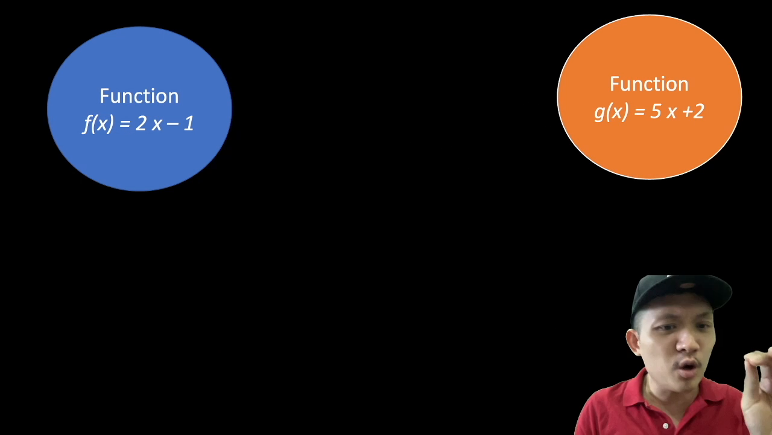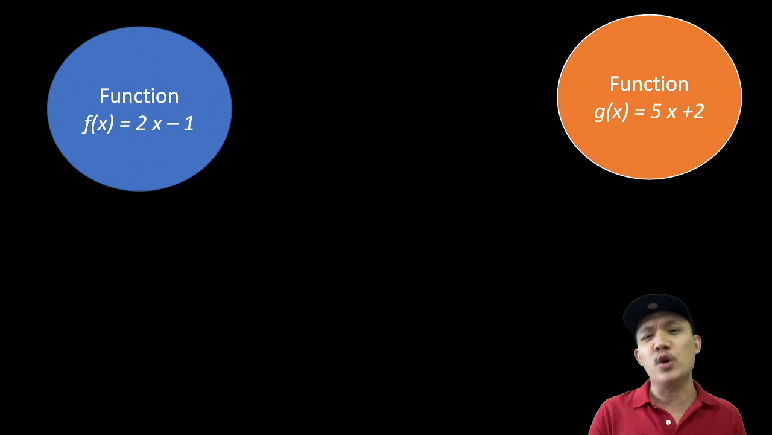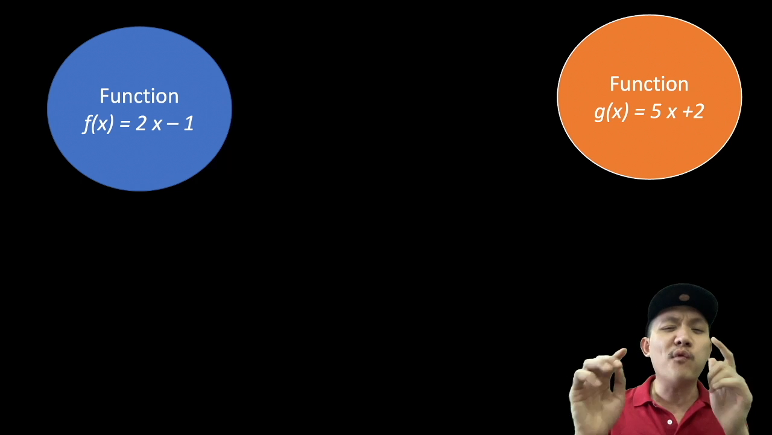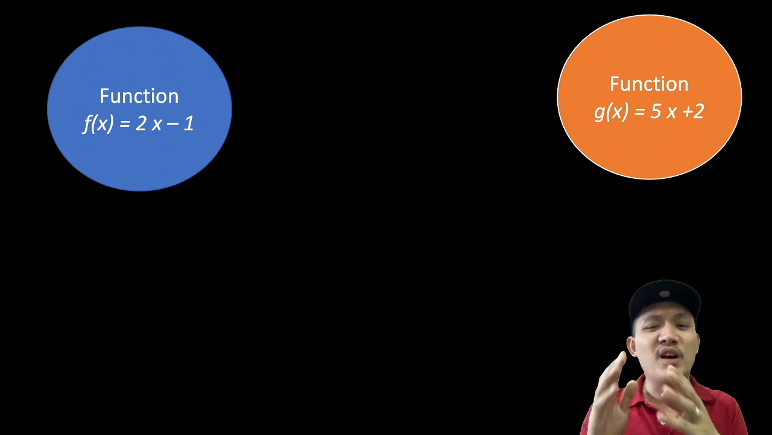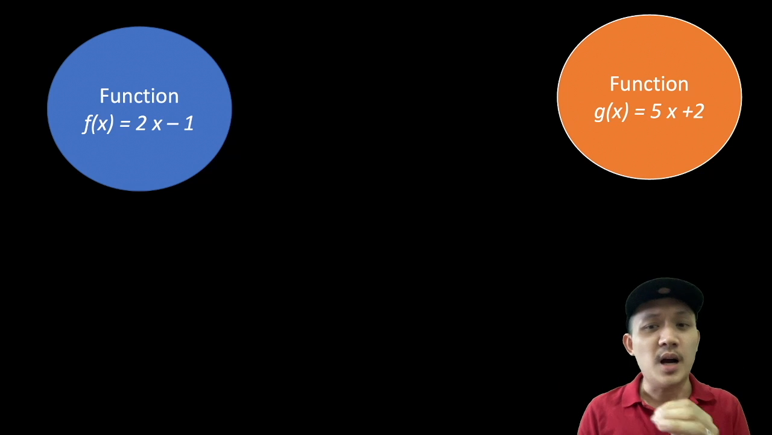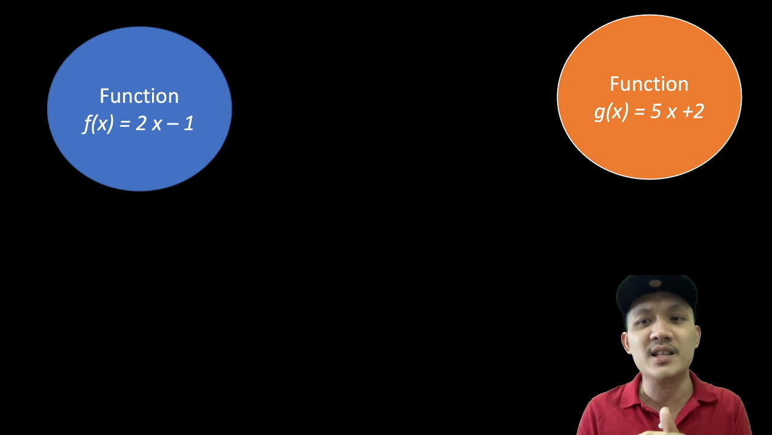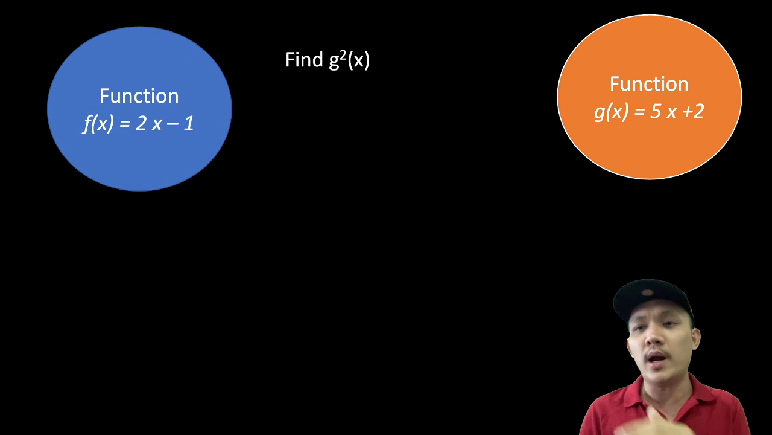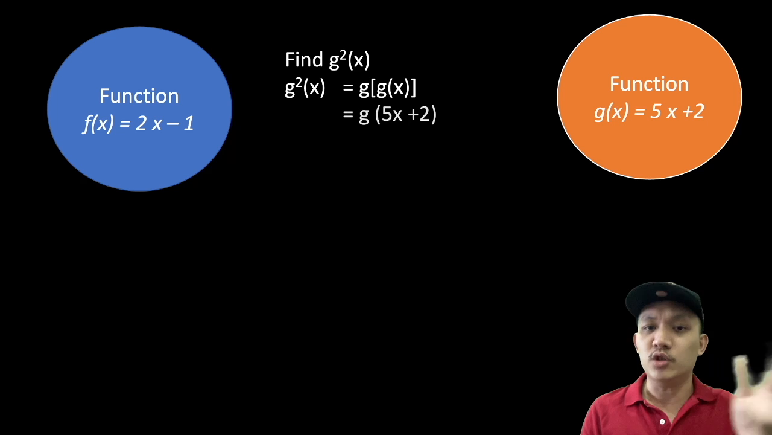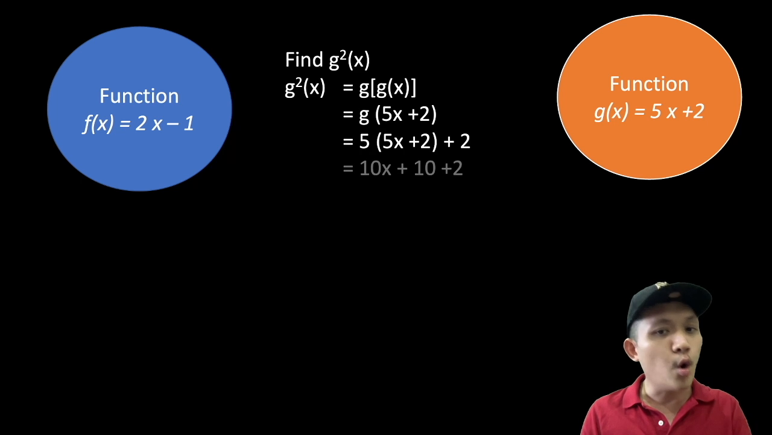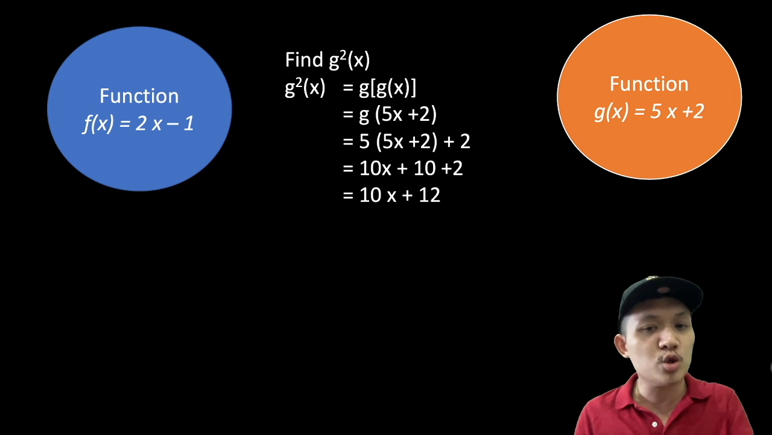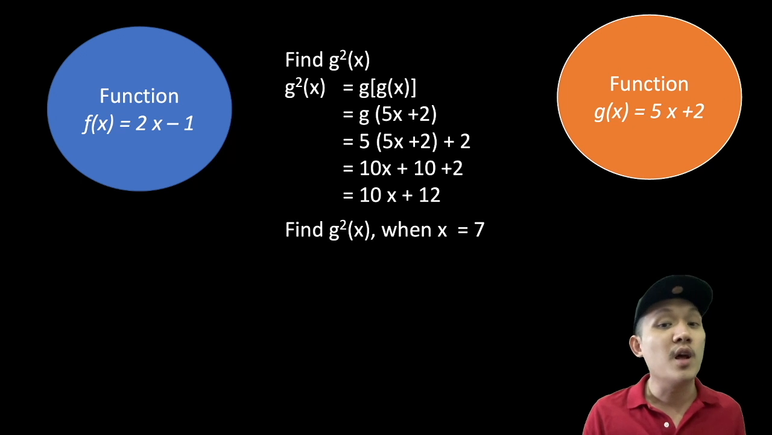Let's get into business. As we spoke about last video, we talk about how to find the composite function of two functions. I'll use last week's example. Let's get pretty direct at it. So we have g squared x, find ggx, and we get to the conclusion that g squared x is 10x plus 12.